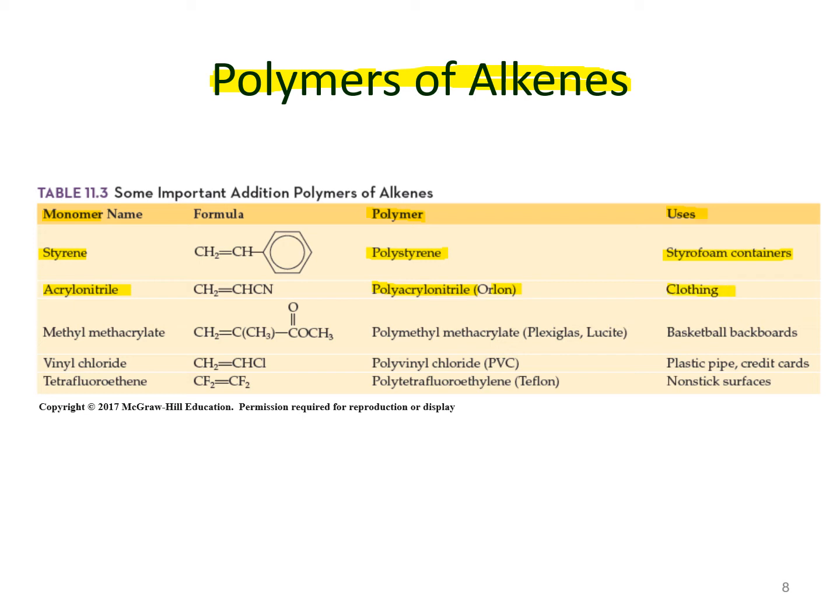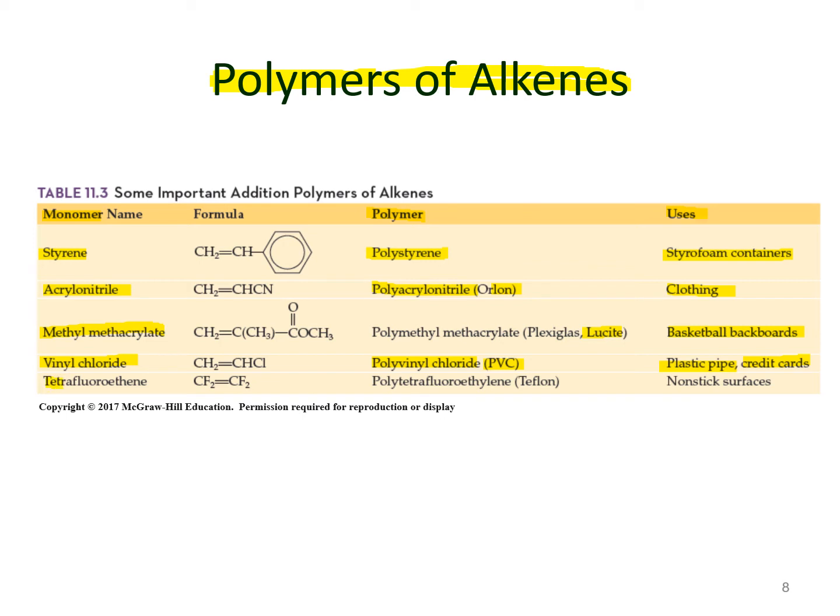Next is acrylonitrile, and the polymer is polyacrylonitrile, also known as Orlon, and this material is used for clothing. Next is methyl methacrylate, and the polymer is polymethyl methacrylate, also known as Lucite, and this one is usually used in basketball backboards. Then is the very common vinyl chloride, the monomer unit. Its polymer is polyvinyl chloride, shortened as PVC, used in plastic pipes, credit cards, and toys for children. This PVC makes up a lot of materials commercially.